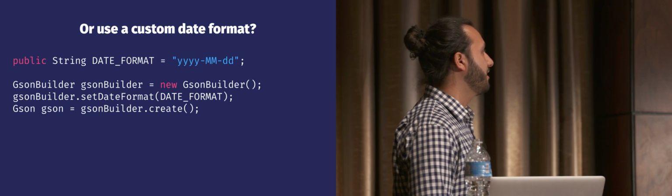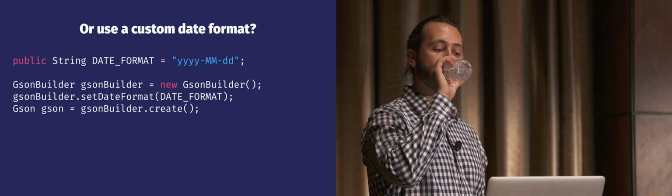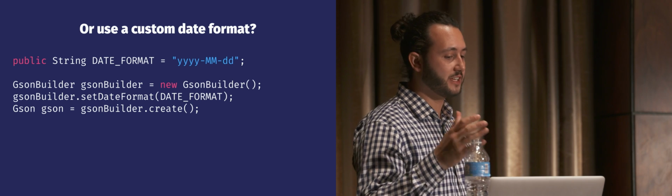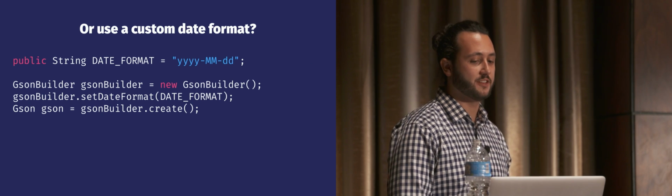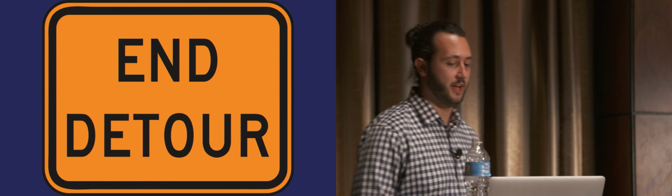Maybe sometimes you have to work with a custom date format. This is how you would do that in JSON. Essentially give it a date format, and when you create JSON, pass in that date format. All right, so that's enough for JSON.